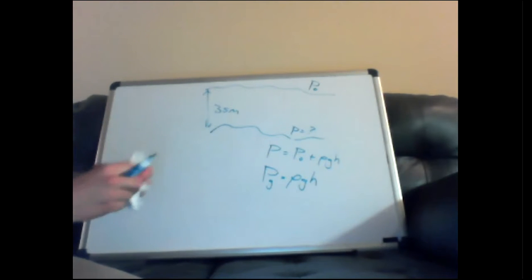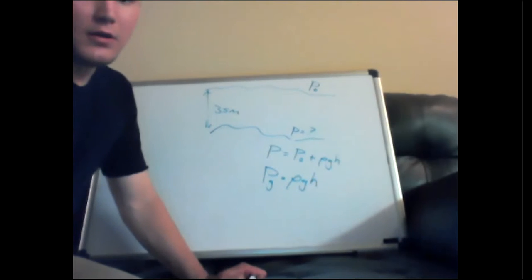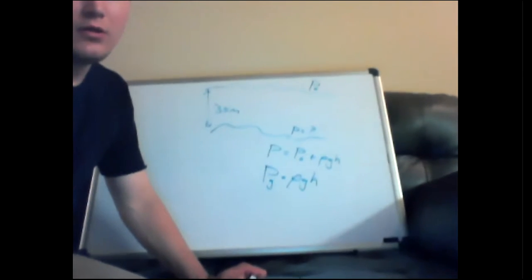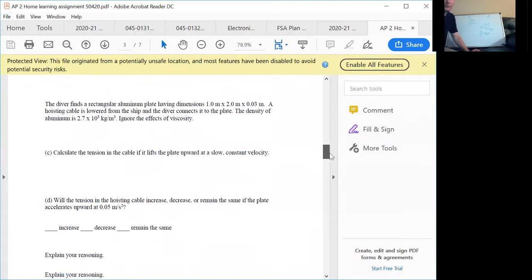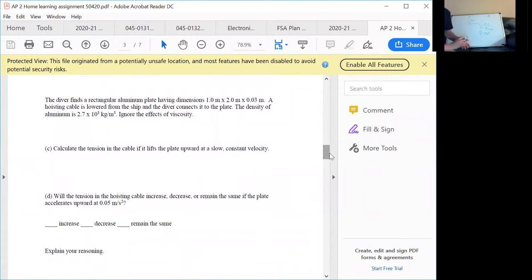All right, so the next part of the problem, well, let me bring it up here and I'll erase my board and then you can read, hopefully. Okay, so I'll let you read it here. But essentially what it says is that we have a rectangular aluminum plate with certain dimensions, and it's lowered into the water, and it wants to know the tension in the cable if it lifts the plate upwards at a slow constant velocity. Oh, he finds it. Okay, sorry, I had to read that again. He finds a plate at the bottom of the ocean, and then he wants to lift it upwards.